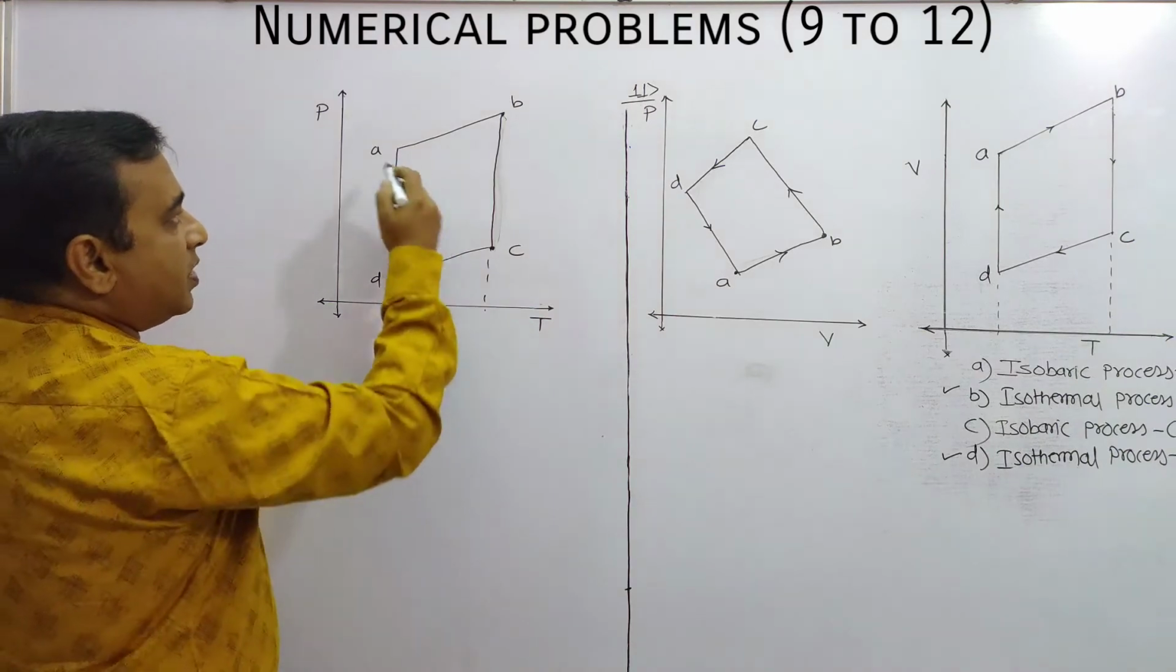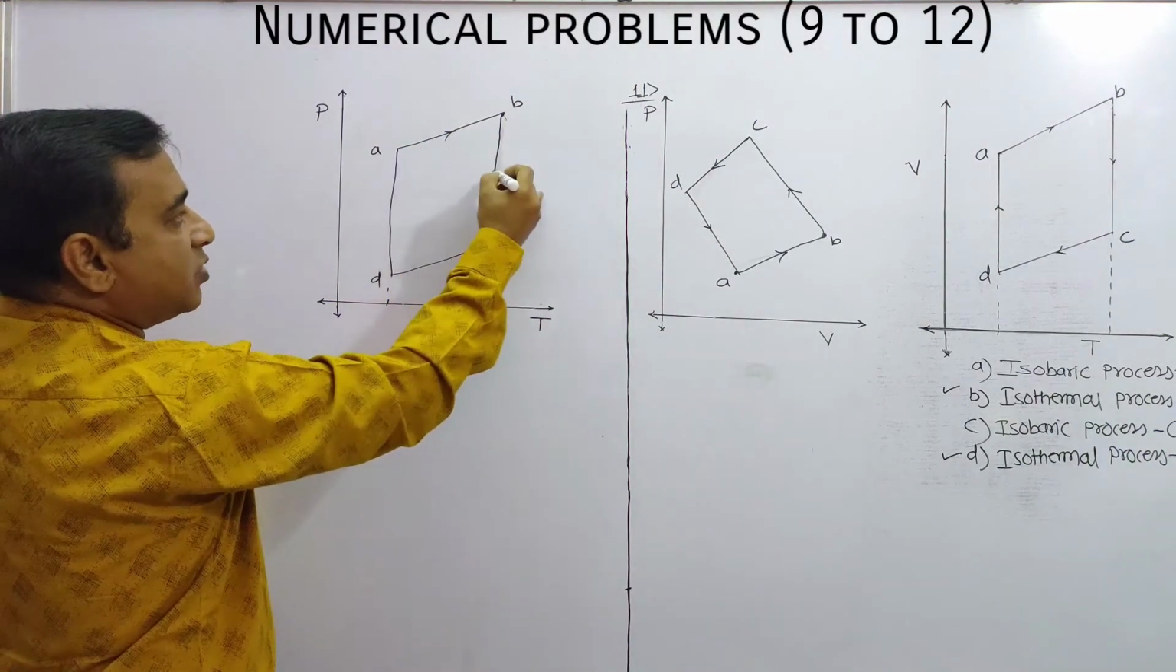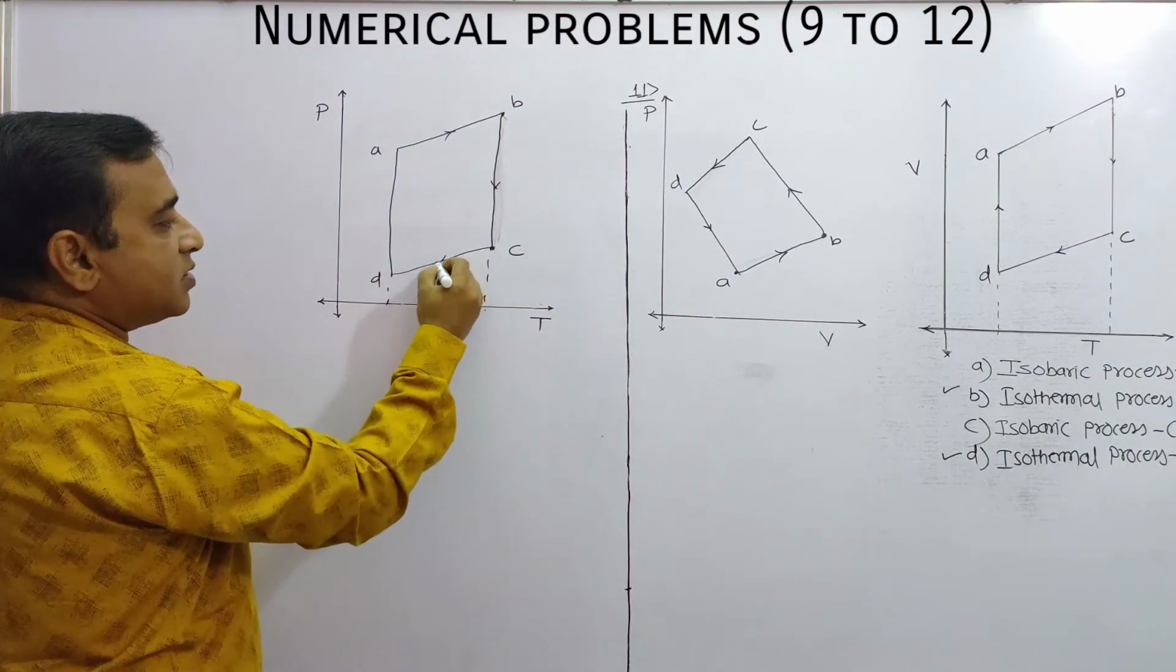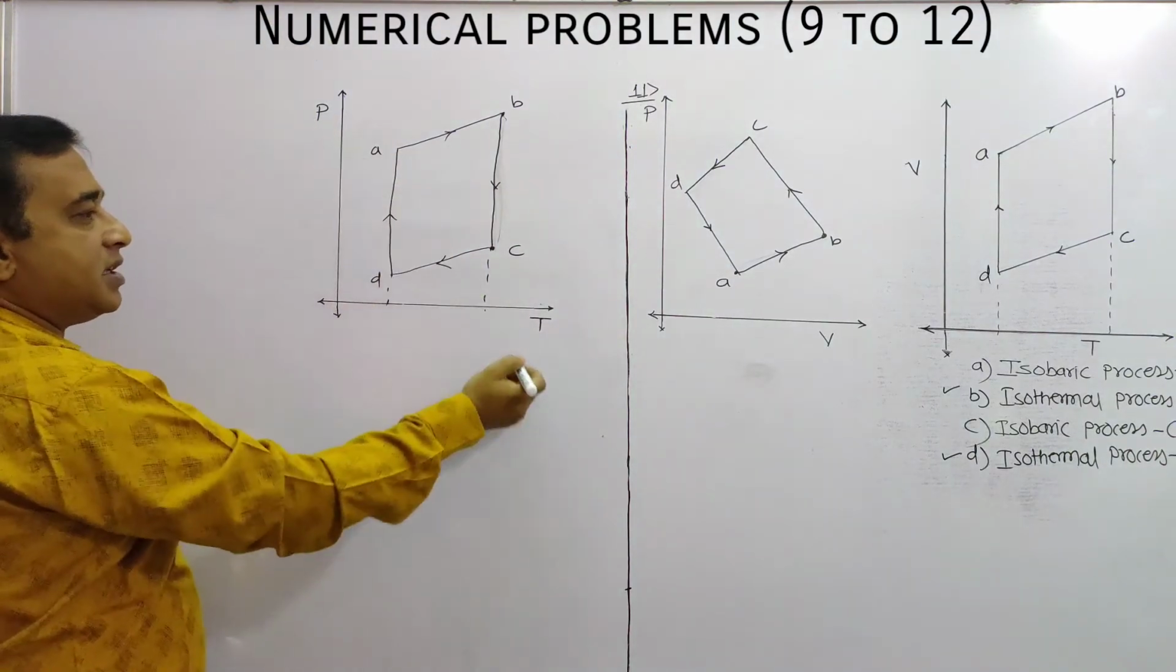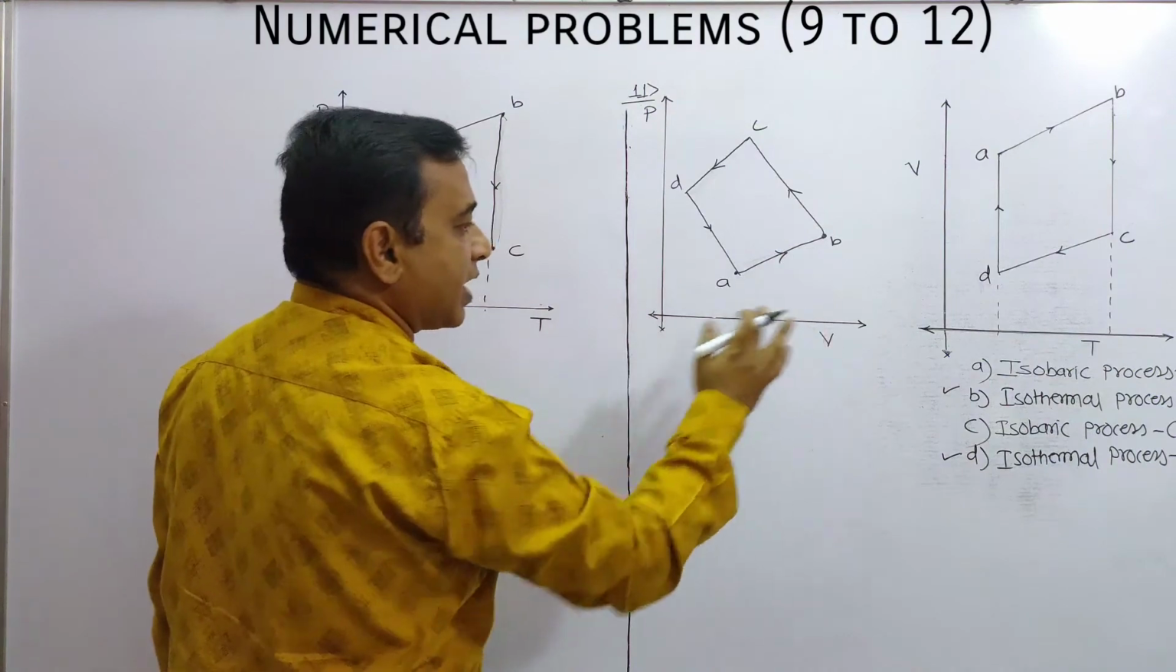This is the cyclic process A to B, B to C, C to D, and again D to A. This is your PT diagram. This is your PV diagram.